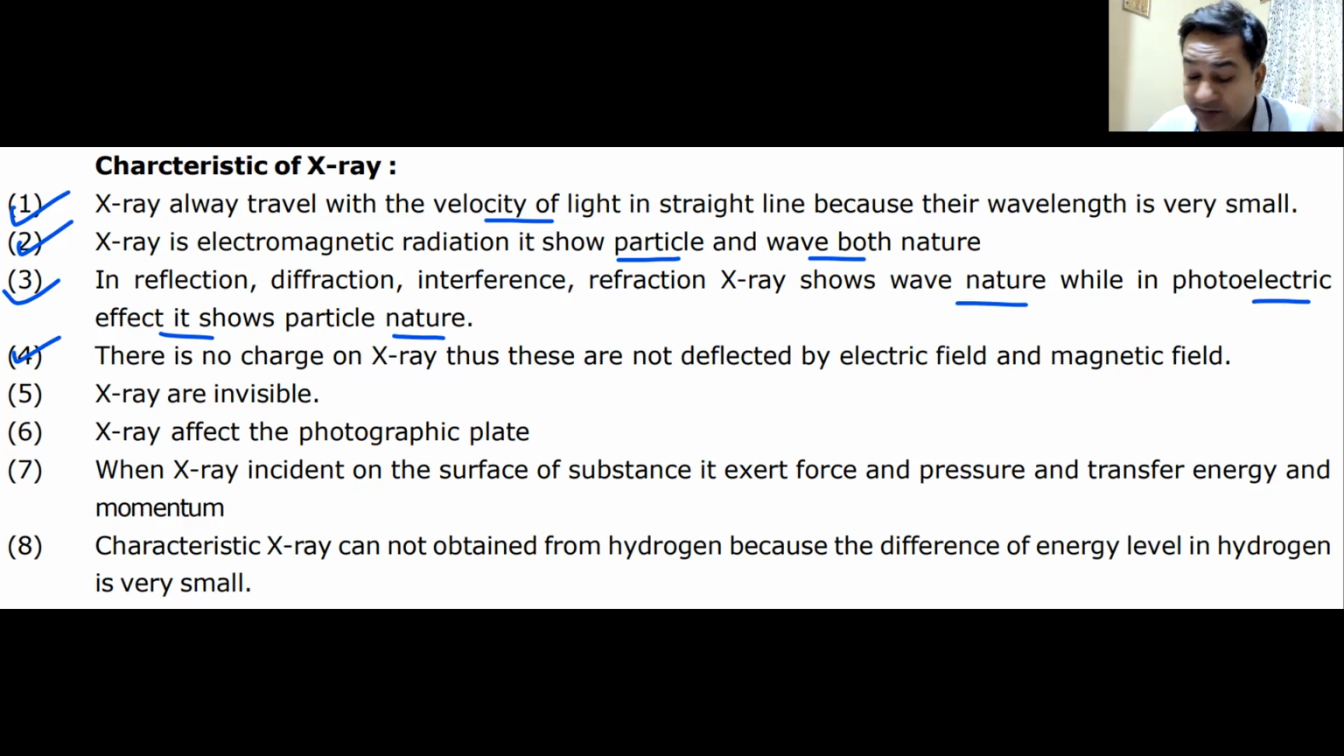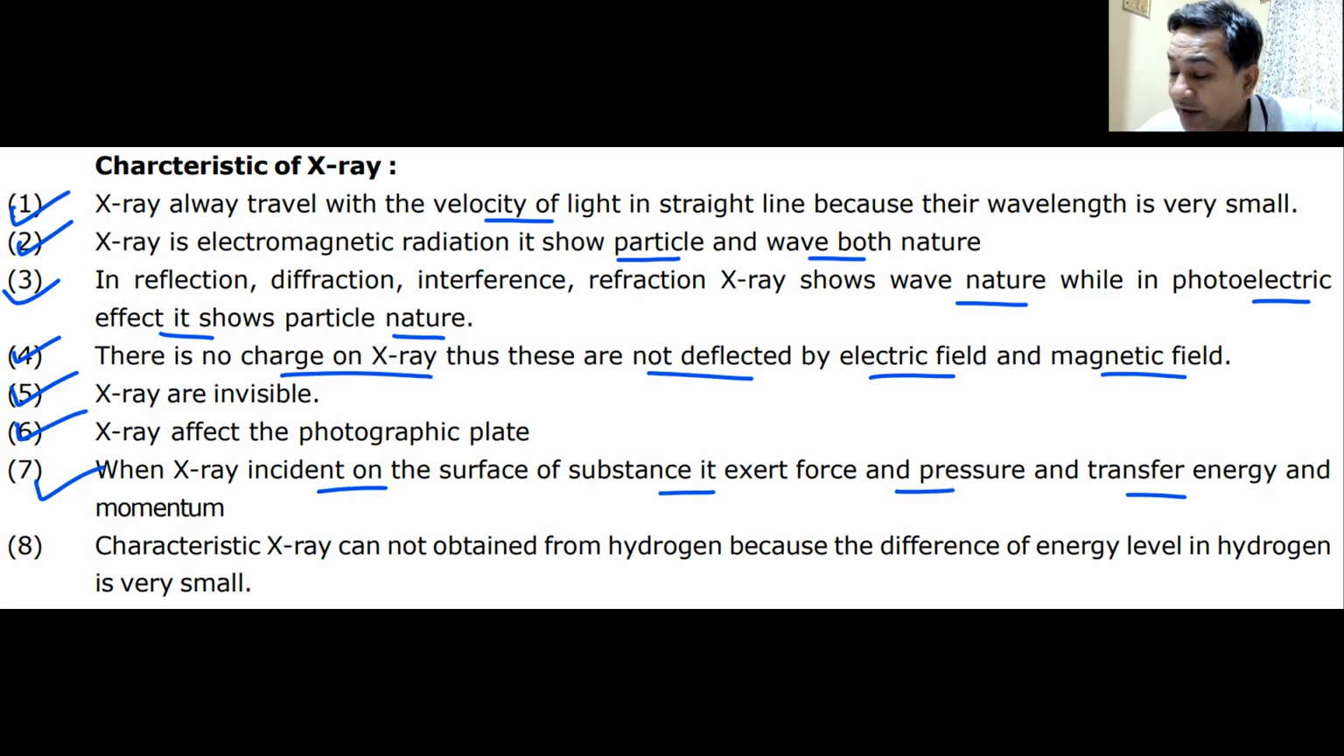There are many times a question is asked: can X-rays be deflected by an electromagnetic field? No, they have no charge. They cannot be deflected by an electromagnetic field. Yes or no? Yes, sir. It is invisible. You cannot see it, not in the visible range. They do affect the photographic plate. When they hit a surface, they will exert pressure. Yes or no? We all know this.